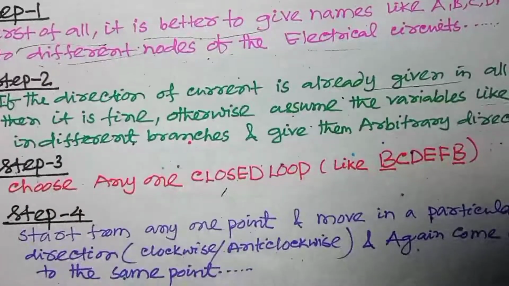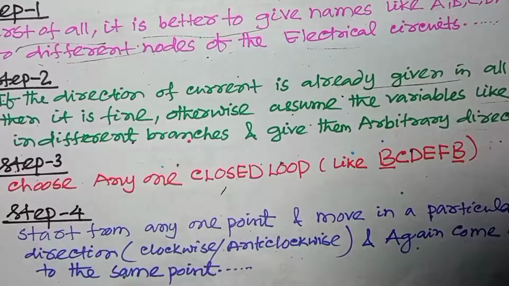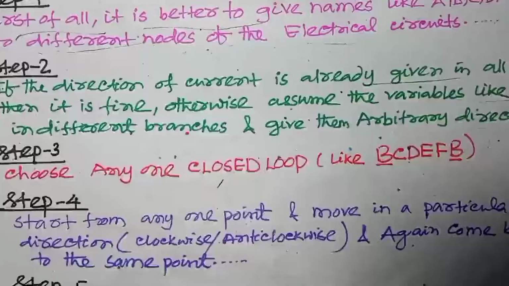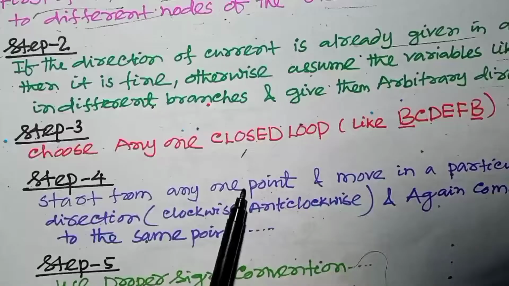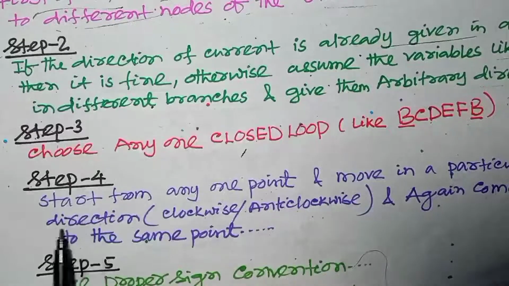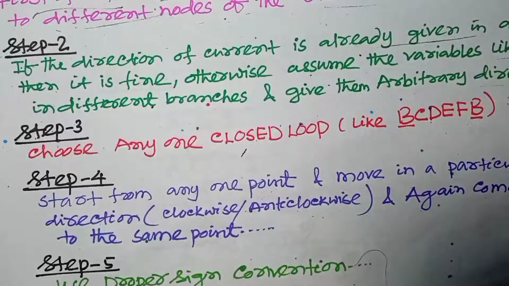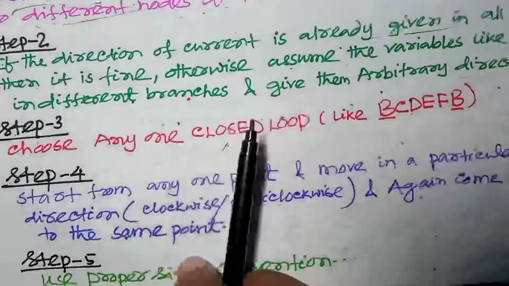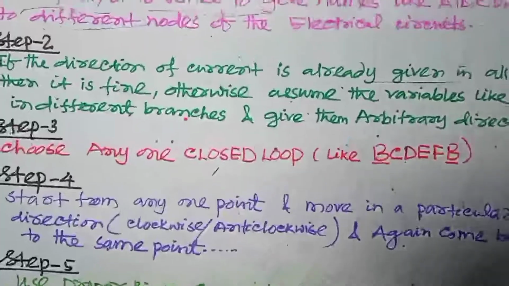In step number 3 we have to choose any one of the closed loop like B, C, D, E, F, B. Okay, we have to choose a closed loop. And step number 4, you have to start from any one point and move in a particular direction. It may be either clockwise or anti-clockwise, and again we have to come back to the same starting point. Okay. Then in step number 5 we have to use the proper sign convention and write down the KVL equation.